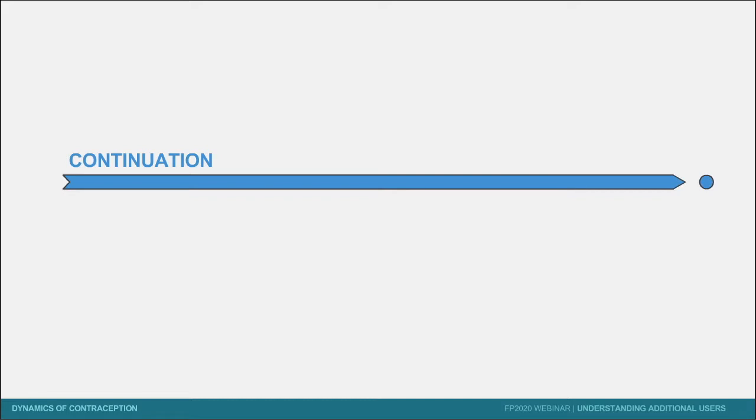This arrow indicates one woman using contraception from a point in time on the left, and she continues to use contraception towards a point in time on the right. Perhaps she's using an implant for the whole duration of this time and doesn't need to return to the healthcare provider for a long while. Or maybe she's using injectables and she returns regularly for her next injections.